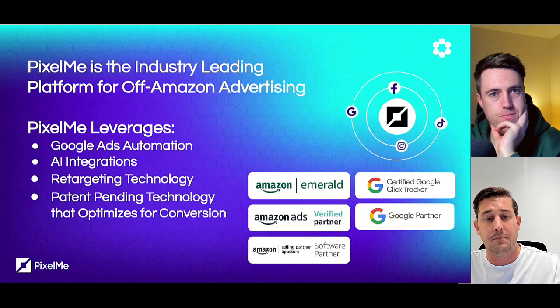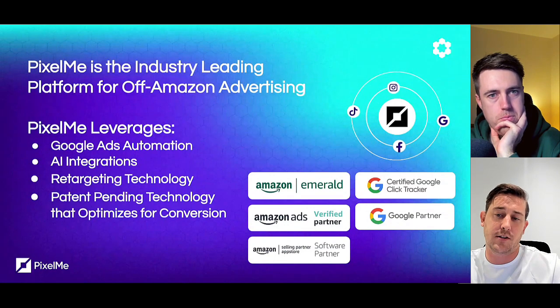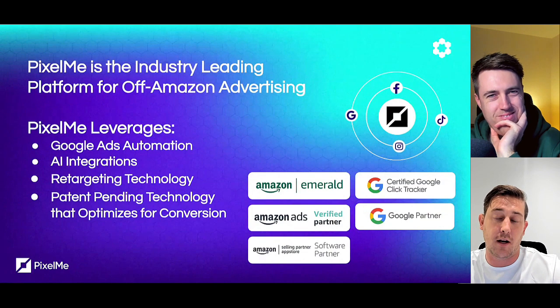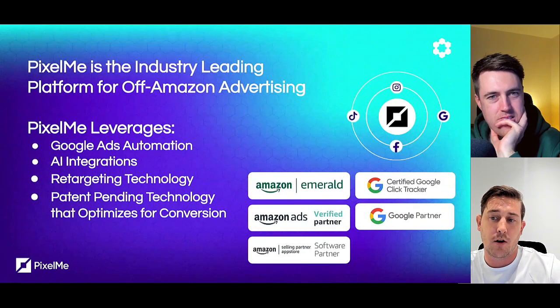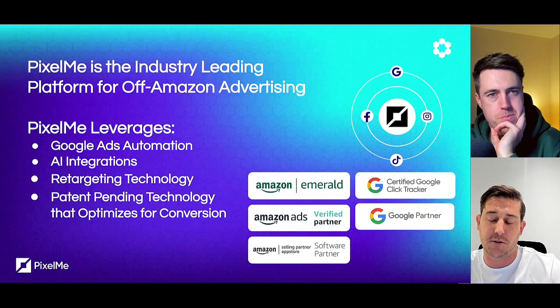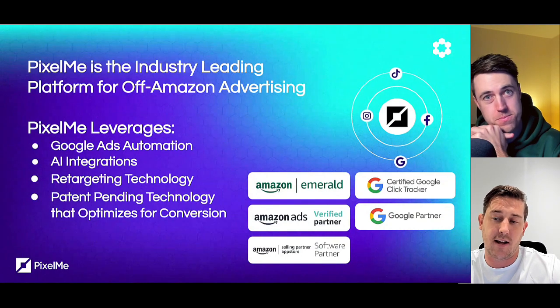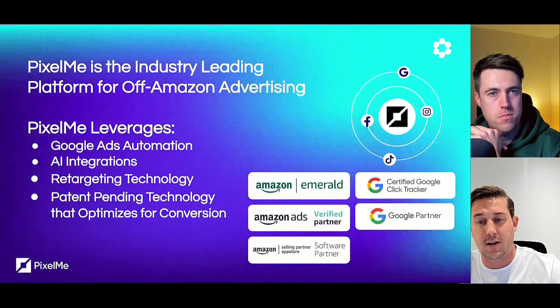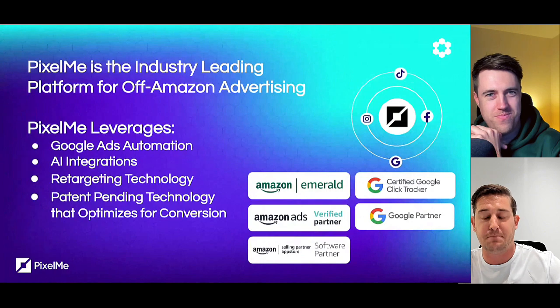It does take time, but I'll explain that as we go on. And the other thing that we have here on the slides is that we have every badge you could ever imagine. We're in the Amazon Emerald program, which is the highest level of partnership you can have with Amazon. We're a certified Google Click Tracker, which is only like 100 in the whole world. Wow. We're an Amazon Ads verified partner, a Google partner. Our team is Google Ads certified. And we're in the Amazon Selling Partner App Store as well. So every badge you can have, we got it.